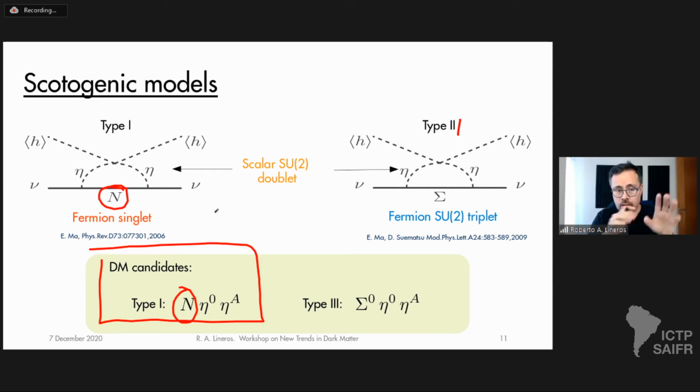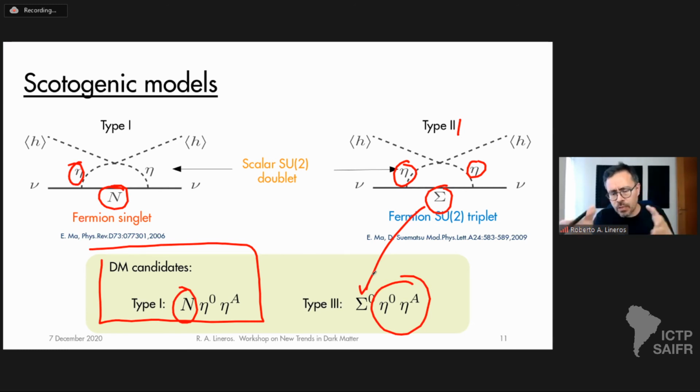In type 3, it is very similar. You also have the candidates coming from the scalar doublet, but the neutral part of the fermion triplet is going to be your dark matter candidate. So you have the two. It's just taking the type 1 and type 3 seesaws and closing the loop, and you have a very interesting model because it mixes neutrino phenomenology with dark matter phenomenology.